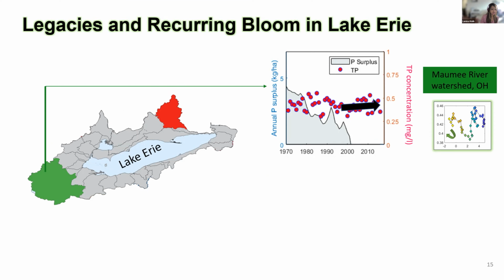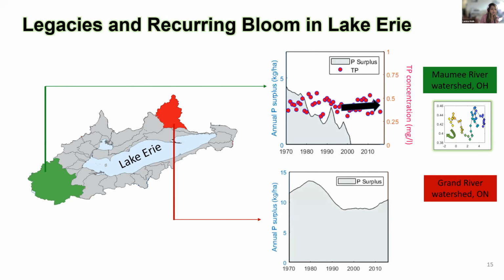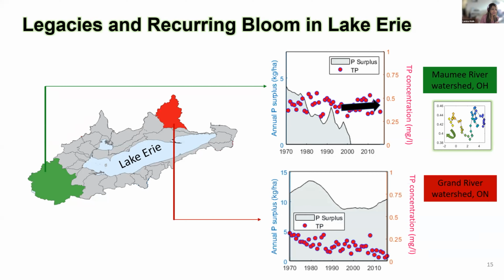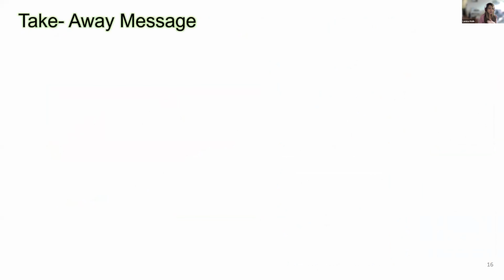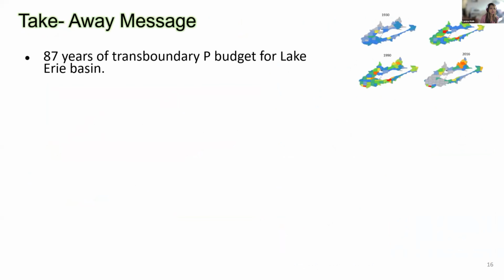This can be attributed to legacy phosphorus that has accumulated in the soil over several decades of agricultural activities. Then when we go to the Grand River watershed, it shows increasing phosphorus surplus with decreasing total phosphorus concentration, which results in an anti-clockwise hysteresis loop here. So the takeaway message is that we developed 87 years of transboundary phosphorus budget for the counties of Lake Erie, and we saw the changes in input-output trajectories over time.